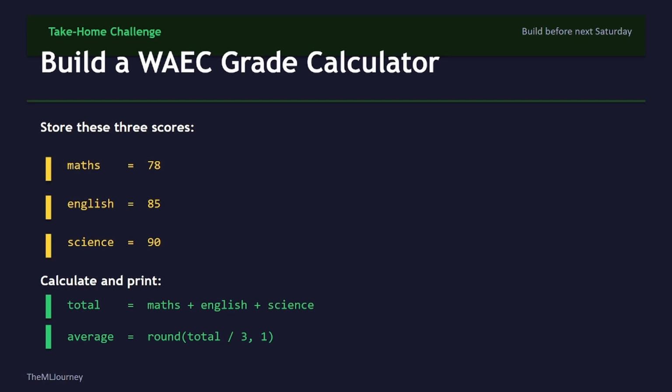But before you leave, I have a take-home challenge for you. You have to build a WAEC grade calculator. In this WAEC grade calculator, you're supposed to create 3 variables. And these 3 variables store subjects: math for one subject, English and science. All 3 are supposed to store some scores. Then you calculate and print the total scores and the average scores. Please do well to round the average score to one place of decimal.